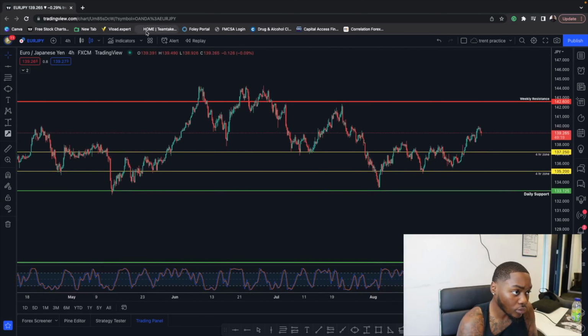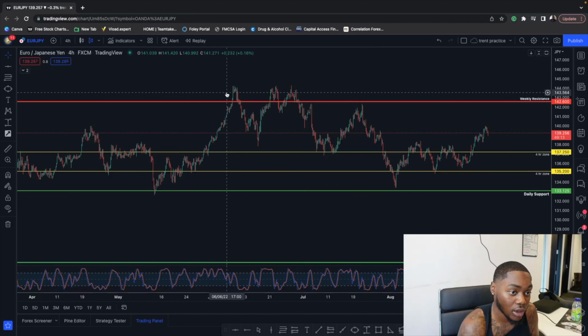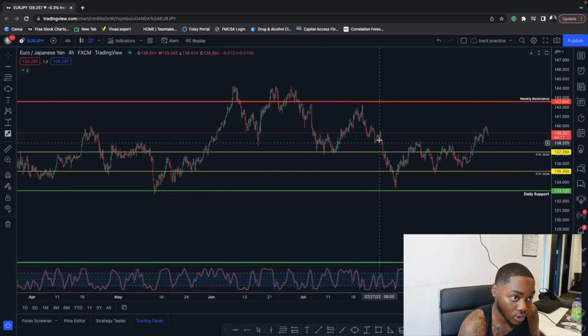So this is pretty much how I find all of my support and resistance. I start from my weekly and I drop all the way down to my 4 hour zones. Now, like I said, this video is going to be very easy, quick, and smooth. One of the most important things you want to do is find your levels on your higher time frame, and work your way all the way down to the lower time frames.